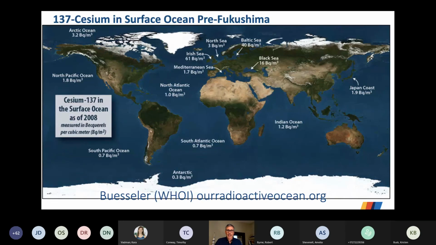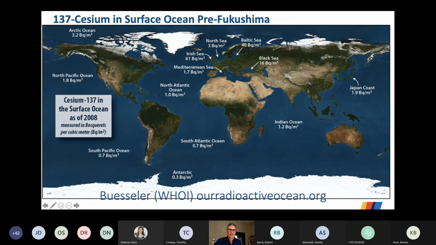This is another figure from Ken that shows the concentration activity of cesium-137 in the world ocean before the disaster at Fukushima, to give some perspective. What you can see is that because of atmospheric weapons testing in the Northern Hemisphere, we had activities on the order of 3 becquerels per cubic meter of seawater.